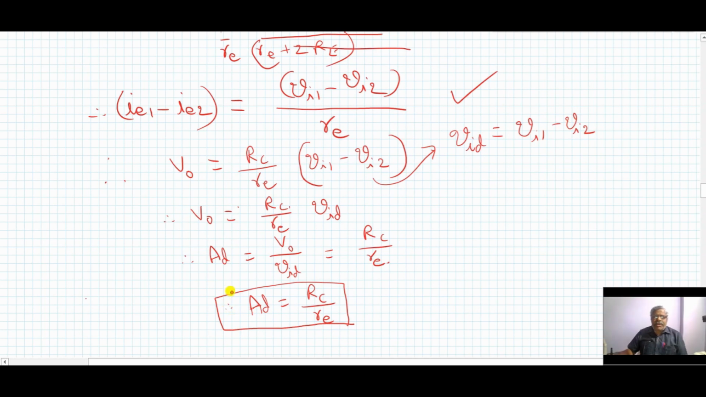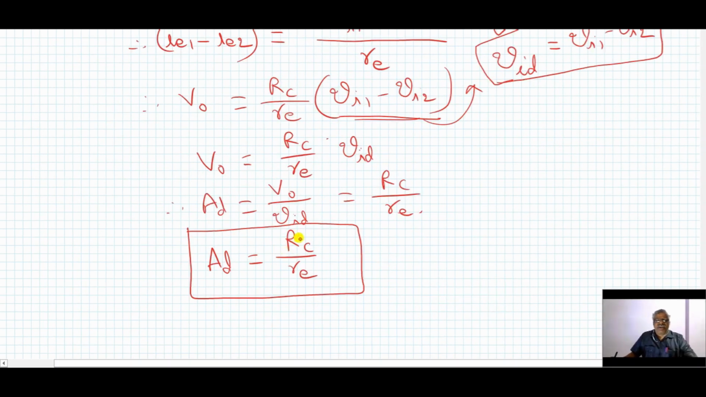One thing you can observe here, this differential gain is independent of RE. That point you remember. And what is the value of this differential gain? If you observe, this re value is much smaller in comparison with the RC. Hence, the AD value will be very large. That's why for any differential amplifier or operational amplifier, the differential gain will be very large.